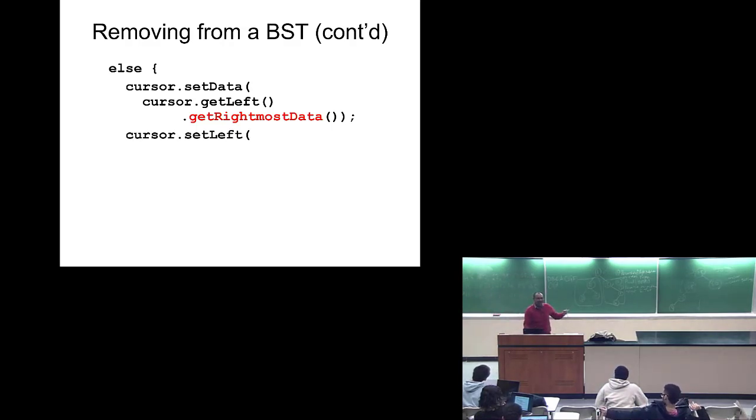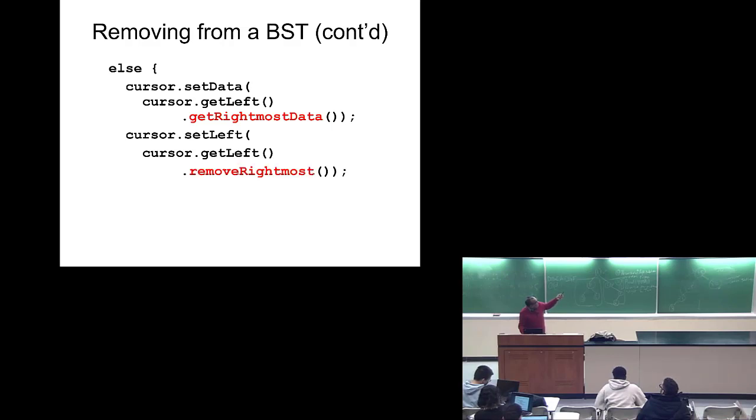The next is probably the toughest one, which is fixing the tree. In the code, you should not memorize. If you want to memorize, you are done, because it is very similar. But if you want to reason about it, you'll have to think recursively. So what we have is cursor.setLeft(cursor.getLeft().removeRightmost()). Done, return true.